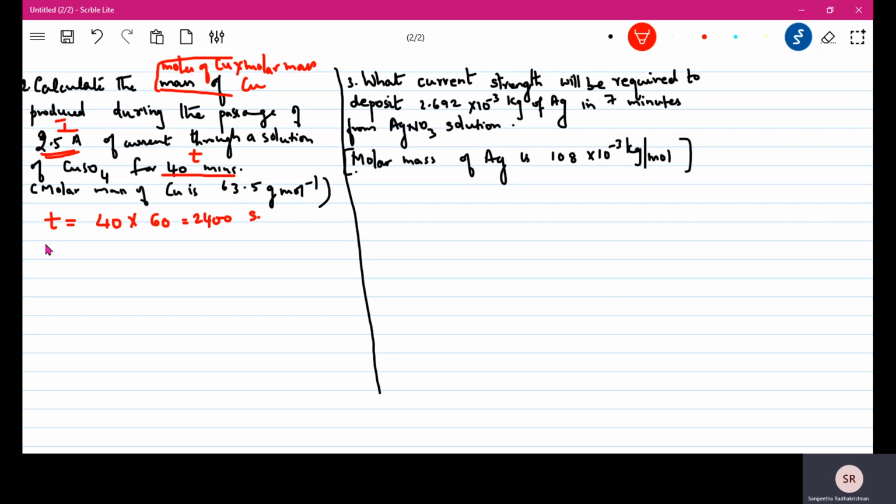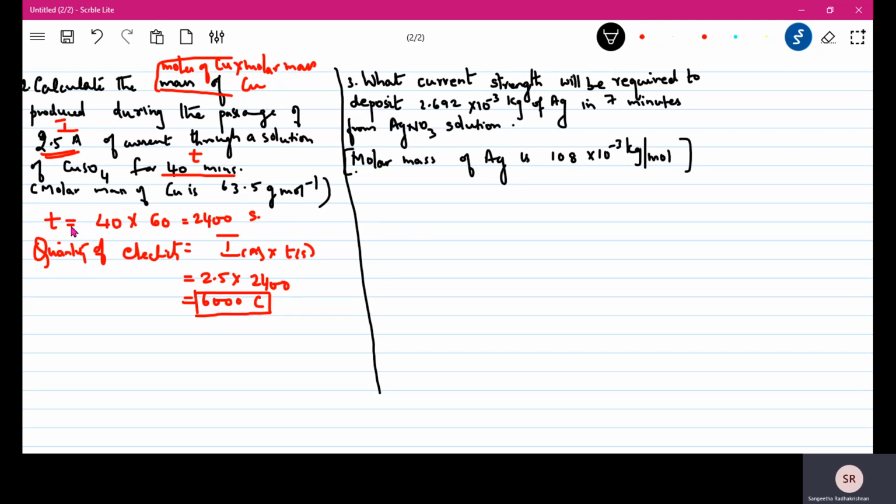So first, as usual, we will calculate the quantity of electricity passed. That is equal to I in amperes into time in seconds. I is 2.5 into 2,400 seconds. That many coulombs the answer will come in. So that is 6,000 coulombs. Now we want to find moles of copper. For finding moles of copper, first you need to know how many moles of electrons are used.